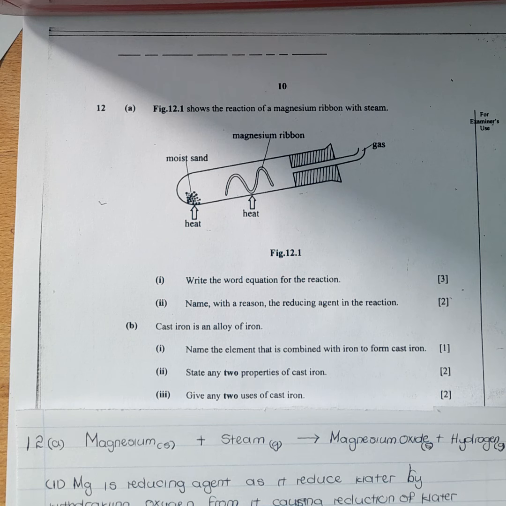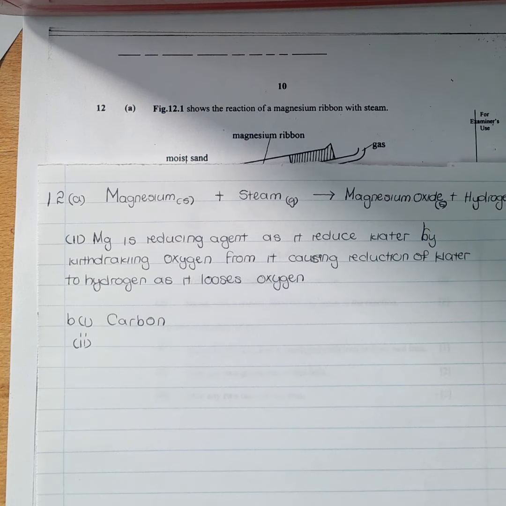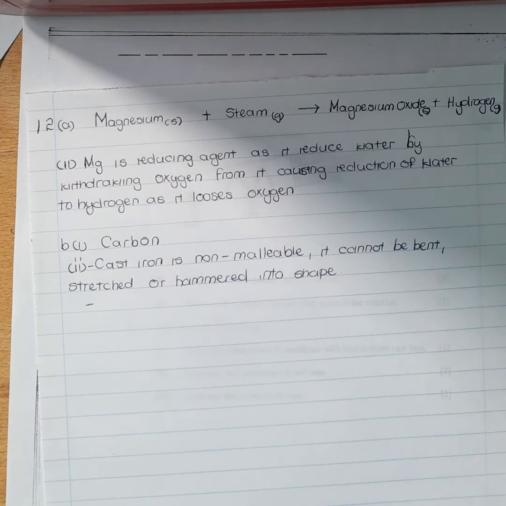And then B, part 1, cast iron is an alloy of iron. Name the element that is combined with iron to form cast iron. So we use carbon and also silicon, but the most important one is carbon. And then the next question, we are supposed to state two properties of cast iron. Cast iron is non-malleable. This is because it cannot be bent, straightened, or hammered into a shape. Another property of cast iron is that it is extremely hard and brittle, so it is difficult to weld.